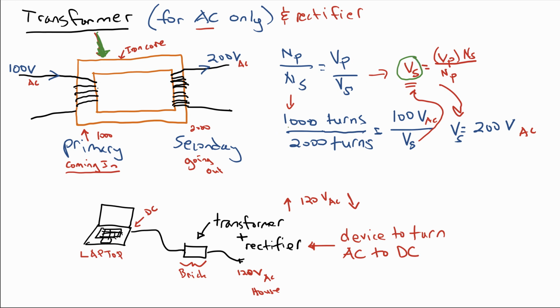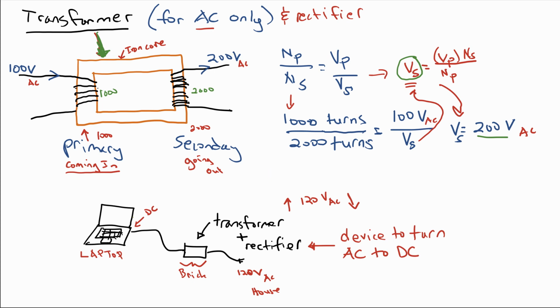And so if we fill in this, in this hypothetical situation, I've put in 1,000 turns over here, and we have 2,000 turns around the iron core on the secondary side. And I told you that we have an input of 100 volts, so our output, if we just solve for V secondary, is going to be equal to 200 volts AC. So in this case, the transformer increased the voltage coming in from 100 to 200 volts.